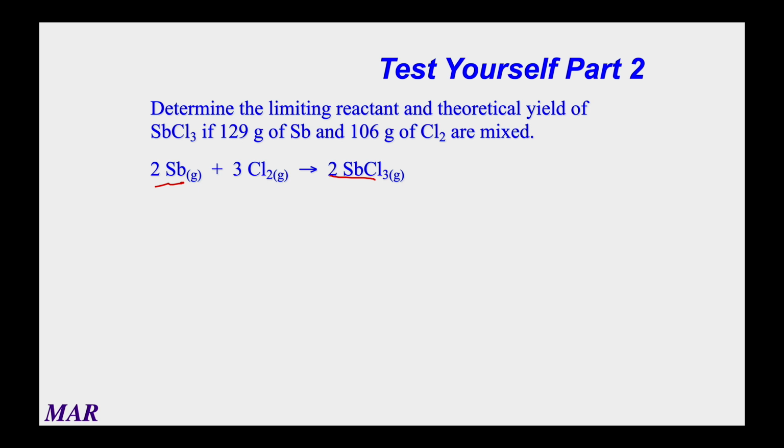You turn grams of Cl2 into moles of Cl2 using the molar mass. You would have, in that case, a 3 Cl2 to 2 SbCl3 ratio. That would be the mole to mole part. And then finally, you'd go moles to grams.